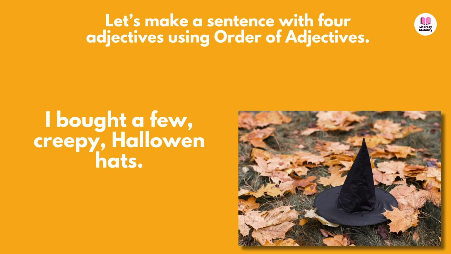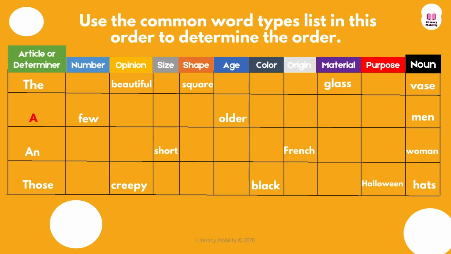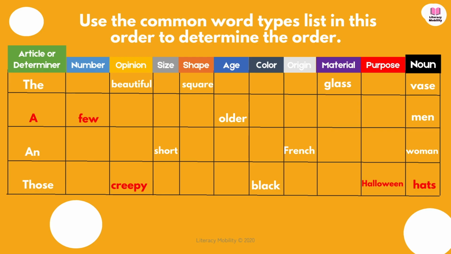So let's make a sentence with 4 adjectives using order of adjectives. I bought a few creepy Halloween hats. So our article or determiner would be a. We use how many, the number, few. Next is opinion, creepy. Next would be purpose, Halloween. And of course our noun would be hats.